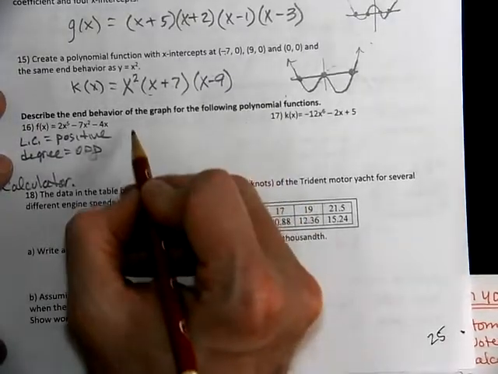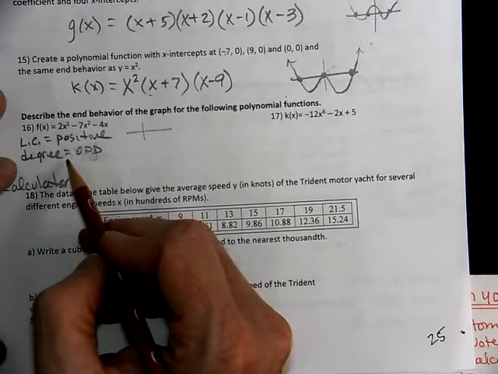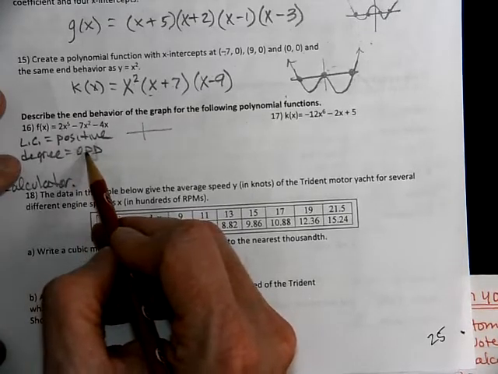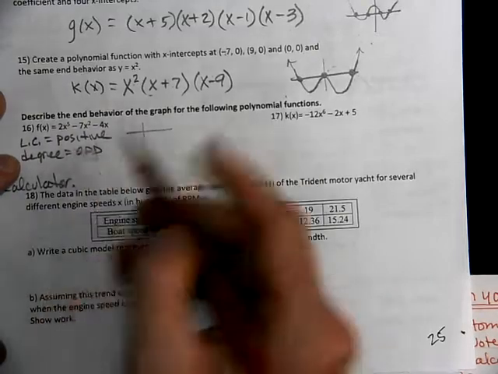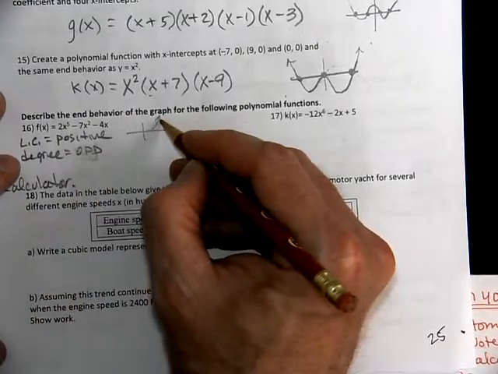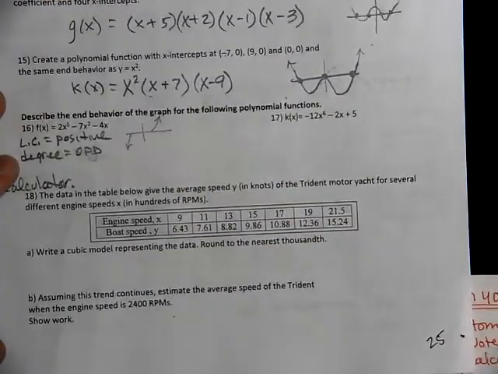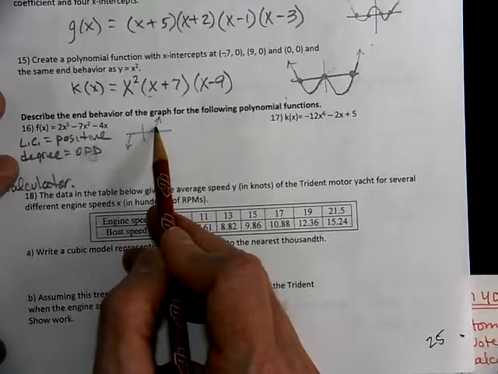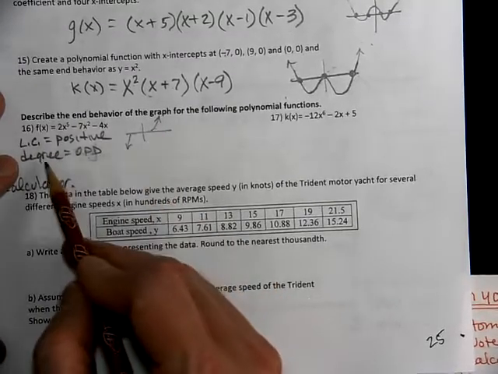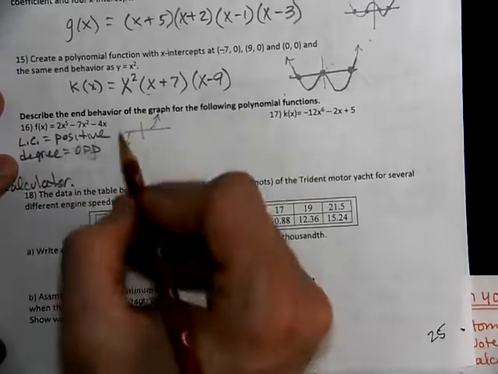So what that's going to look like, we know for sure that the degree is odd, so the ends are going in opposite directions. It's going to be going up and it's going to be going down. If the leading coefficient is positive, we know it's increasing to the right. If the degree is odd, it goes in the opposite direction.